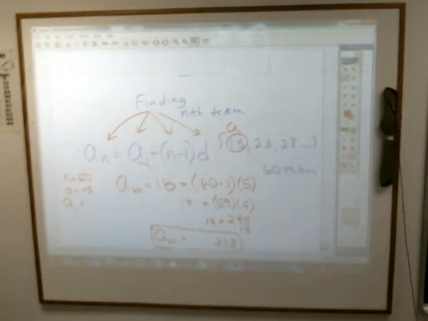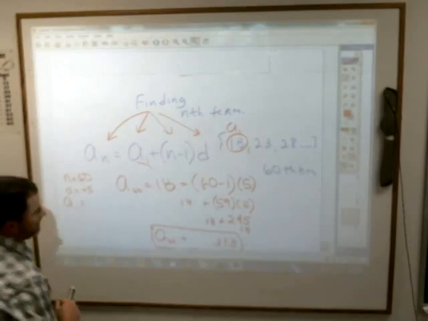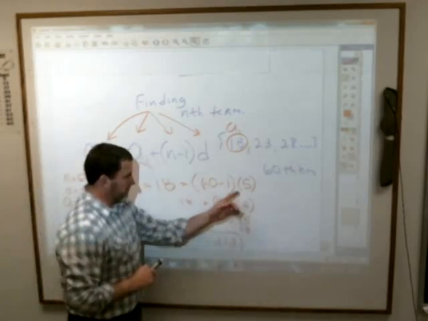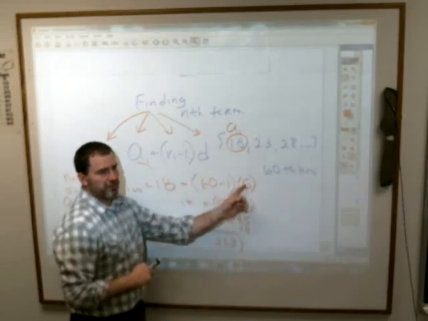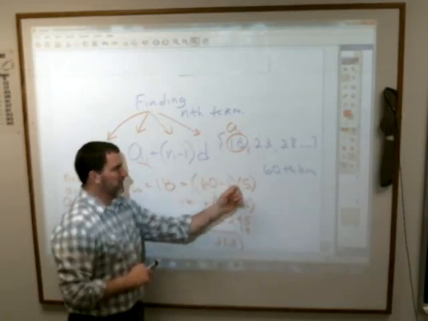Could you cross cancel the 5 and the 60? Don't reduce. Cross cancels only with fractions. There's no top, there's no bottom numbers over here. No. But this is a multiplication. You can't cross cancel multiplication. I'm sure you know that.